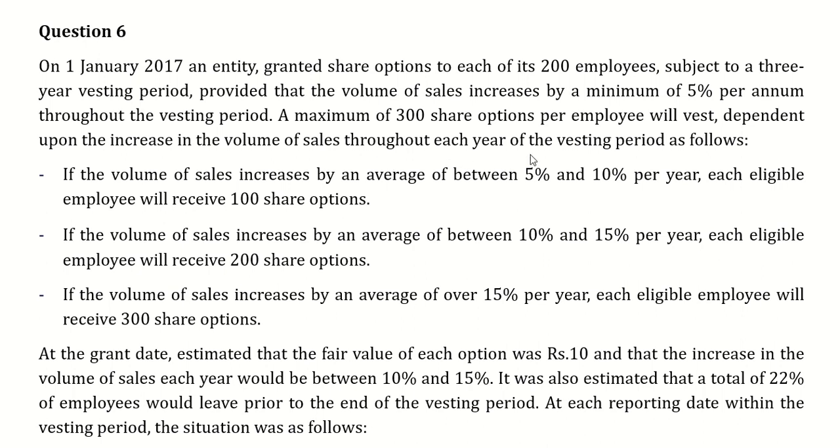depending upon the increase in the volume of the sales throughout each year of the vesting period as follows. If the volume of sales increases by an average between 5 to 10% per year, each eligible employee will receive 100 share options. If the volume of sales increases by an average between 10 to 15%, each eligible employee receives 200 share options. If the volume of sales increases by an average of 15% per year, each eligible employee will receive 300 share options.